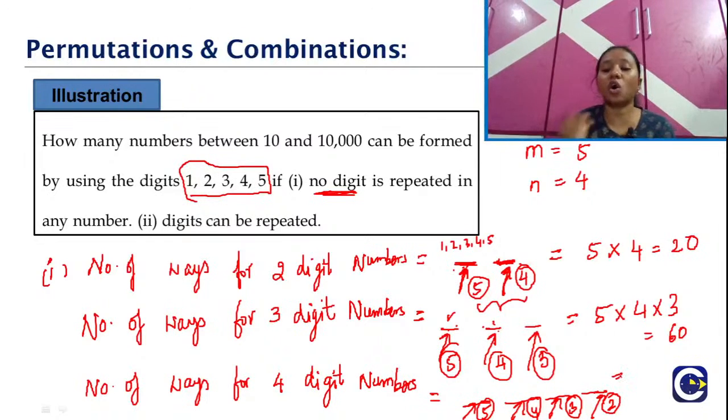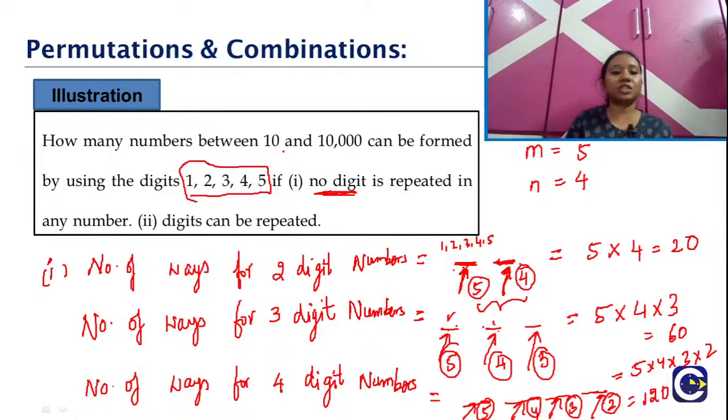So again, each of these 4 experiments has to be performed simultaneously. Then only we are able to form a 4-digit number. So what is the number of ways to form a 4-digit number using the given 5 digits 1, 2, 3, 4 and 5, and the condition is no digit is repeated? So this will be again 5 cross 4 cross 3 cross 2. Right, that means 60 into 2, that will be 120.